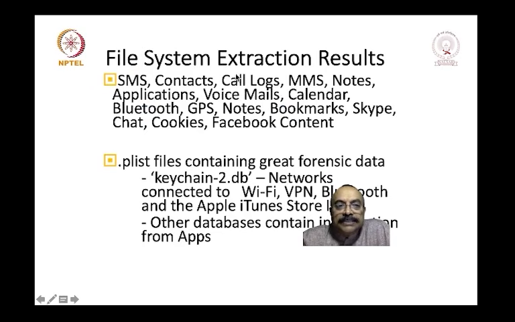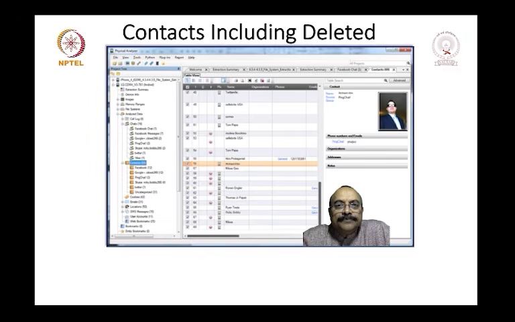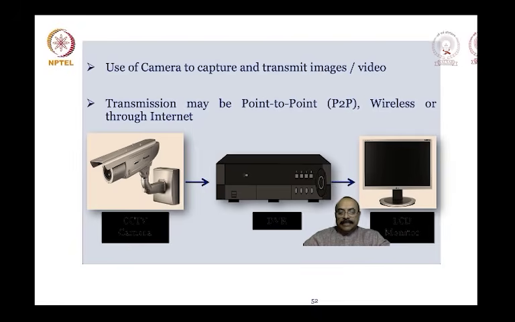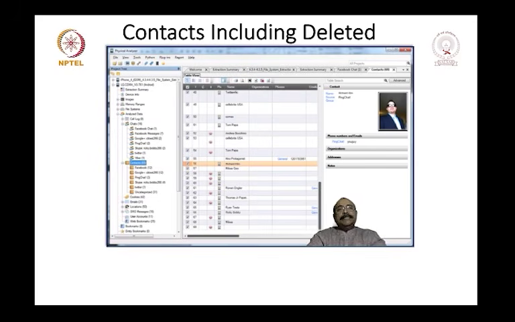In file system extraction results, the same data will be there, plus a little extra internet related files, including some keychains through which we can connect to Wi-Fi, VPN, Bluetooth, and Apple iTunes stores. Other databases can also be recovered from file system extraction results. In the case of physical dump, we can recover deleted data also. That is important for our analysis. A lot of deleted data is recovered from mobile phones.